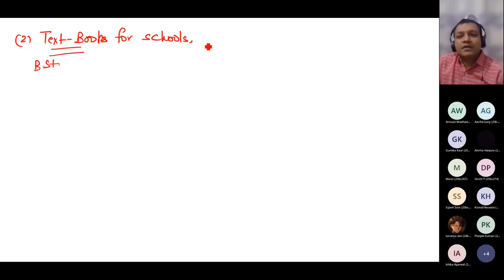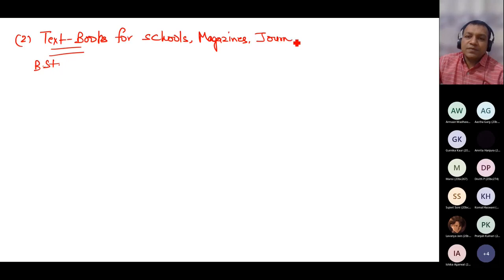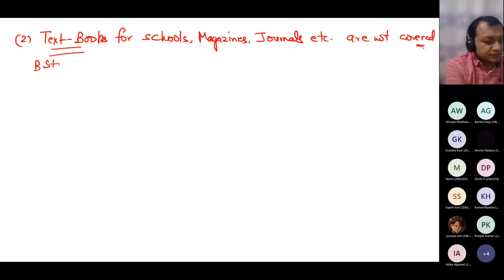For writing magazines, journals, etc., not covered. And one more thing you should note: newspapers also are not covered. Writing something in a newspaper, journal, magazine, or school books is not covered.